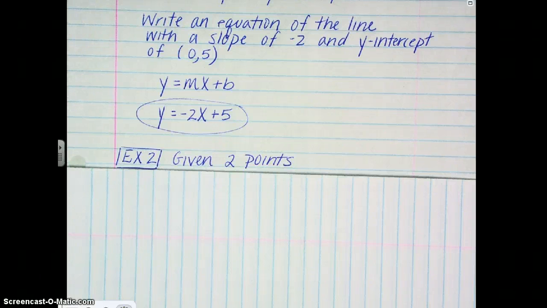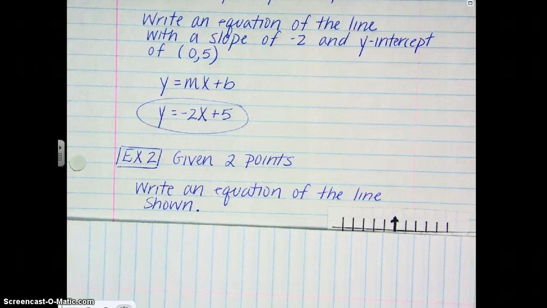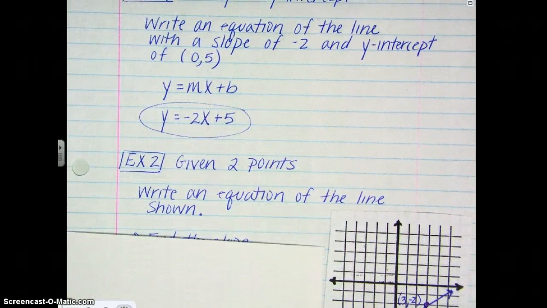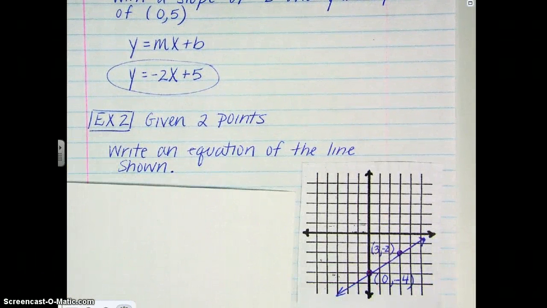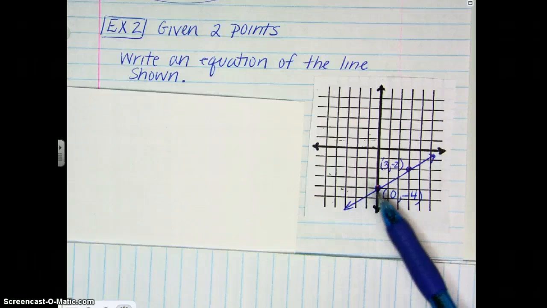We can also do this if we're given 2 points. In the same sense, we can write an equation of a line if we know 2 points that are on the line. So for example, if we want to write an equation for the line shown, we want to do 2 things. If we want to write an equation in slope-intercept form, we need the slope and we need the y-intercept. We have 2 points that are on the line.